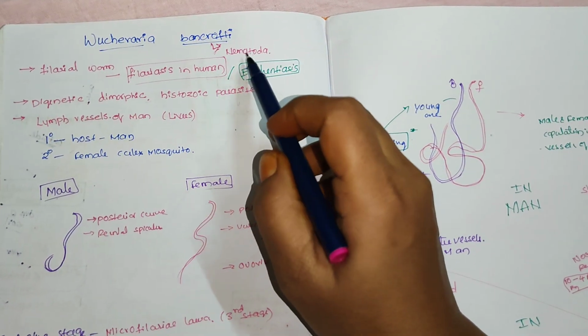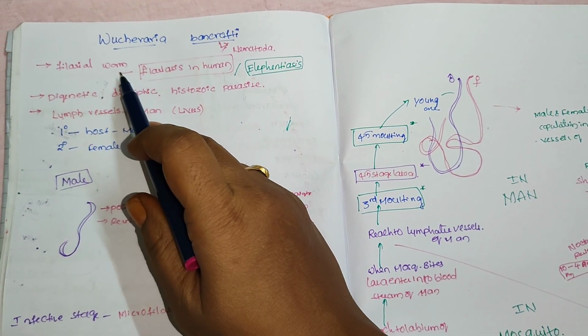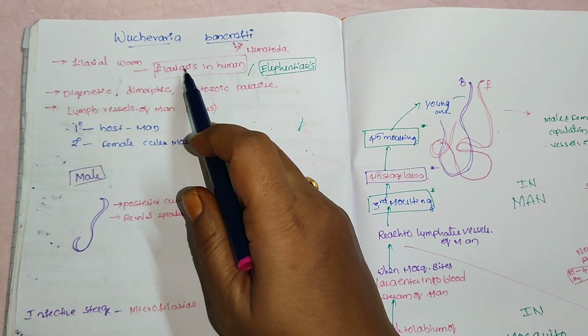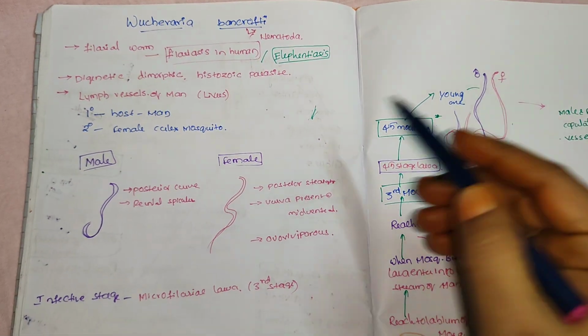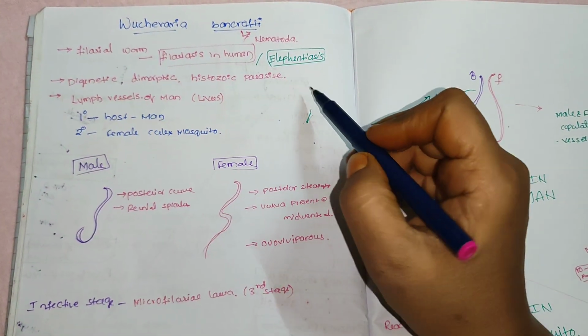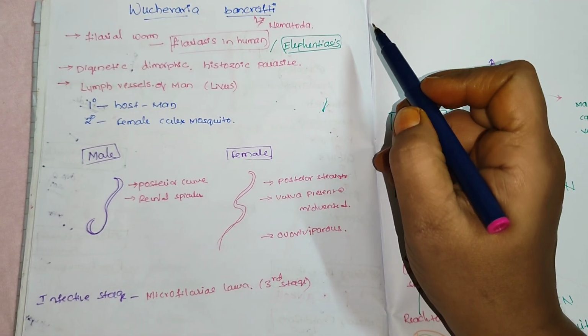It belongs to the phylum Nematoda. It is also called the filarial worm. It causes the disease filariasis in humans, or elephantiasis. The symptoms of this disease are inflammation or swelling of lymph vessels and lymph glands.